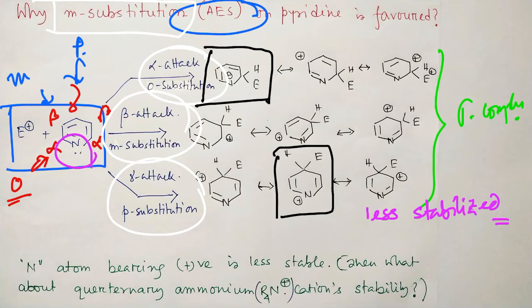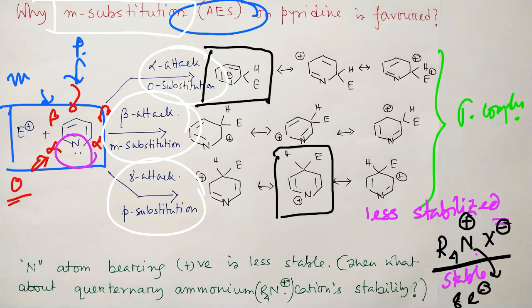By the way, you may be a little confused. You may ask, why, sir, we have previously seen that a quaternary ammonium salt, R4N+, has nitrogen carrying a positive charge, but this is a stable molecule. If this is stable, then why is the nitrogen center less stable here? See, in the quaternary salt the nitrogen is actually an 8 electron species, meaning the octet is filled, whereas in this case the nitrogen is not octet filled; it is a 6 electron species like a carbocation.